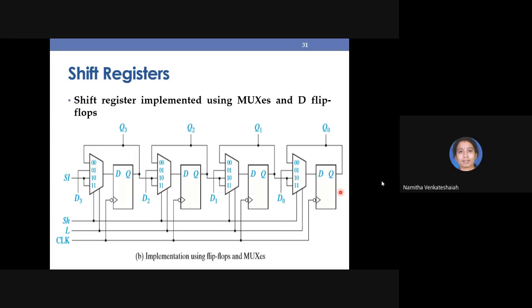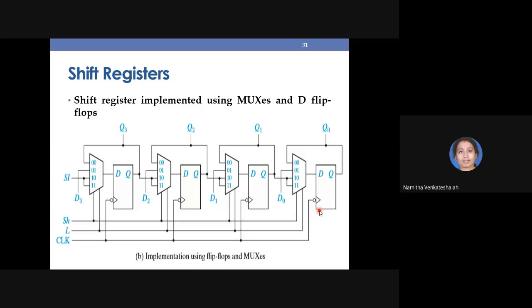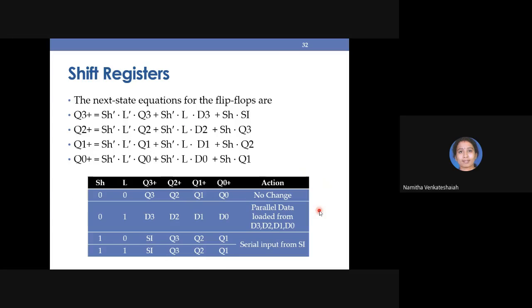We are considering the output of the mux as the input to each flip-flop. The first input to each mux is nothing but its own output. Second is the data to be loaded. For third and fourth, the output of the previous flip-flop. And for the first flip-flop, I am giving the serial input. This bubble indicates it is a falling-edge triggered D flip-flop. I hope you are following. Same thing is written here.